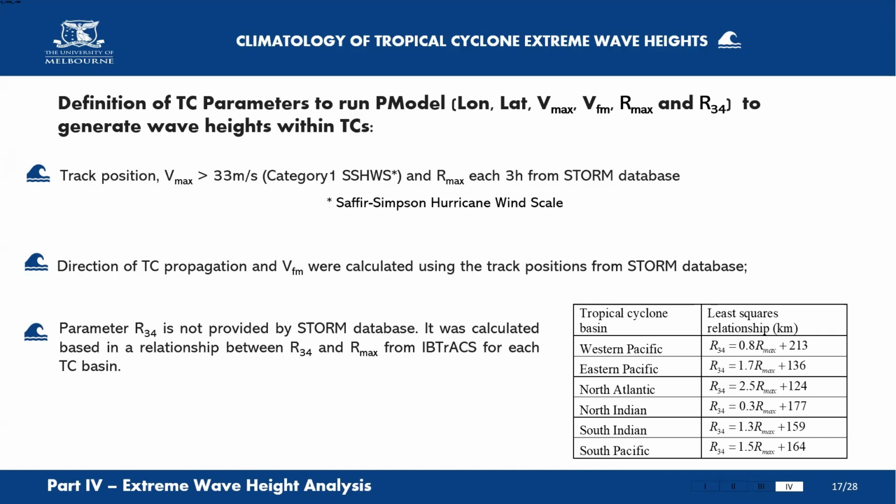For the direction of propagation and velocity of movement, we calculated that using the track positions from the STORM tropical cyclone database. And the parameter R34 is not provided by this synthetic database, so we calculated the R34 based on a relationship between the R34 and Rmax from the IBTrACS data for each tropical cyclone basin. In this table, just the relationships we use for the different tropical cyclone ocean basins.